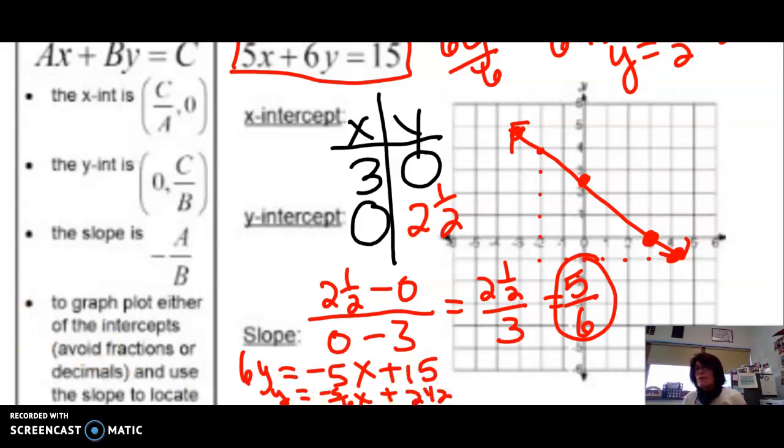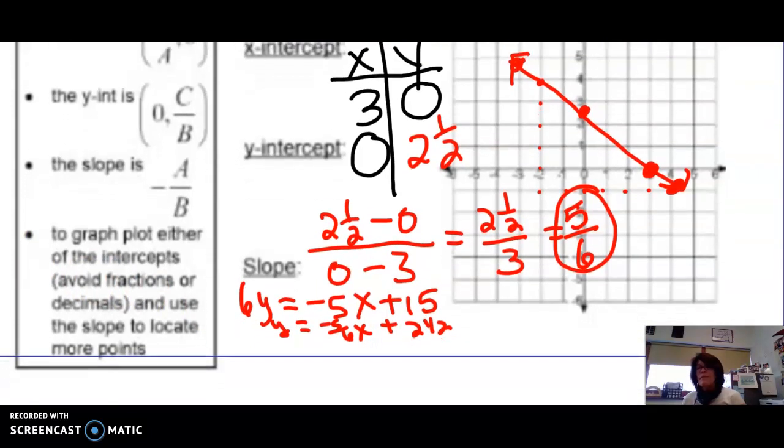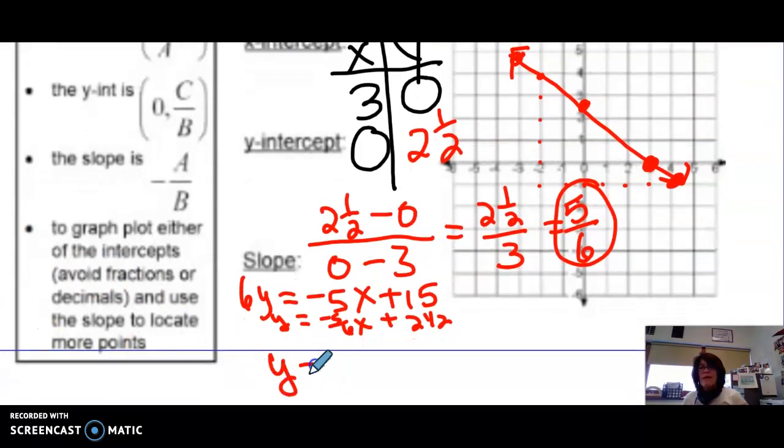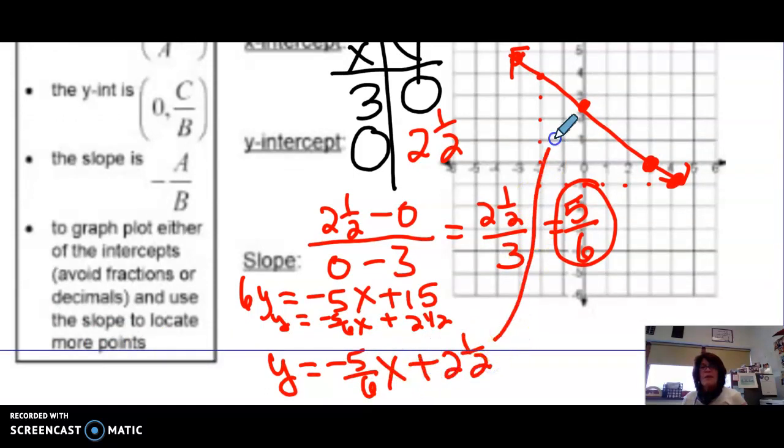So I have y equals negative 5/6x plus 2.5. Then I can see, oh, the y-intercept's 2.5. I already graphed that. The slope's negative 5/6. That makes sense. Okay, there's multiple ways to do this.